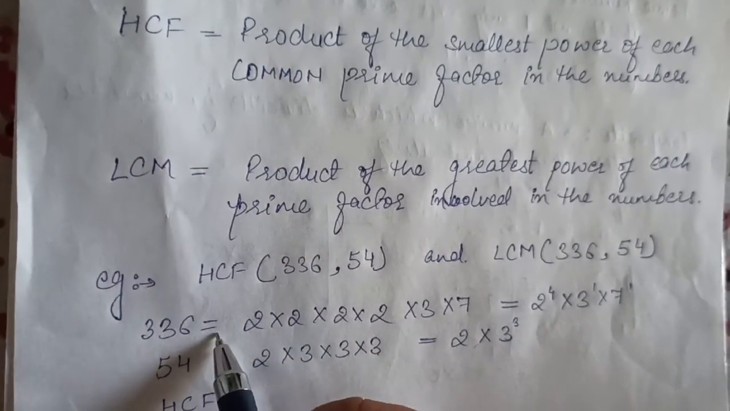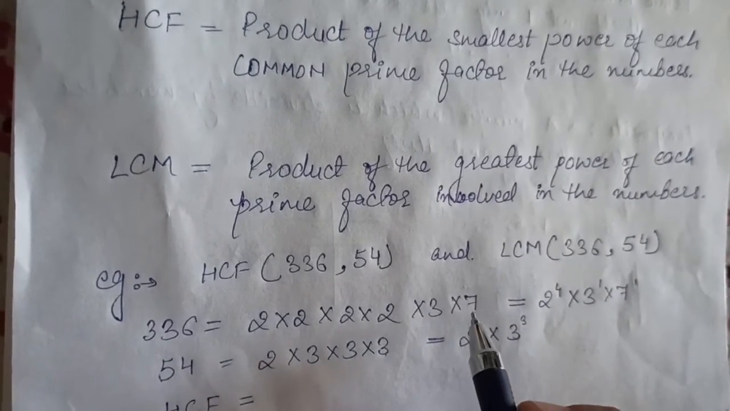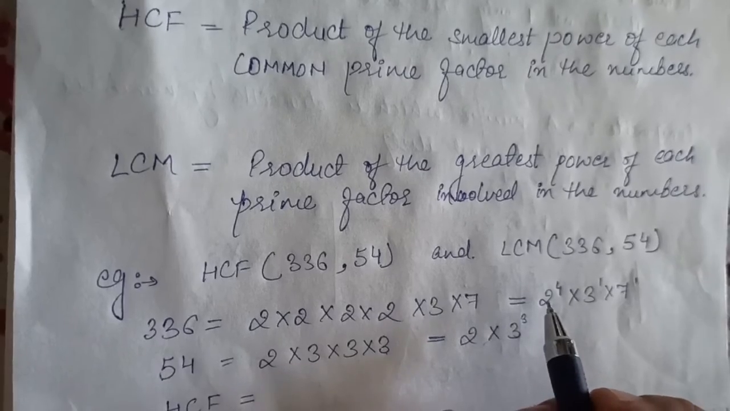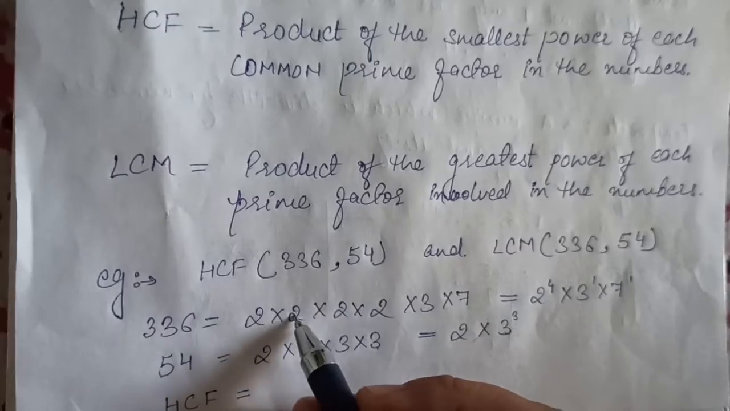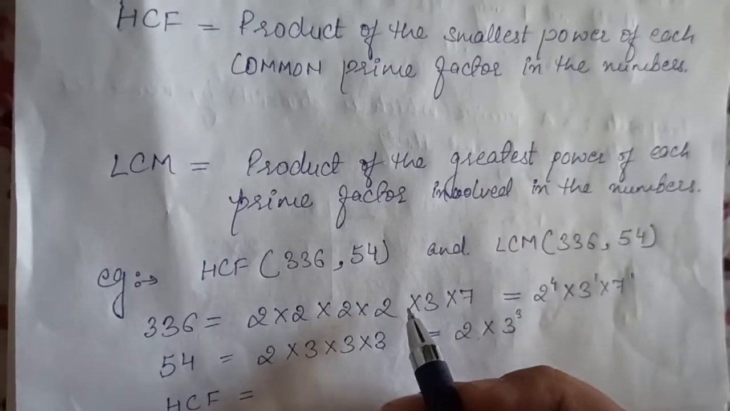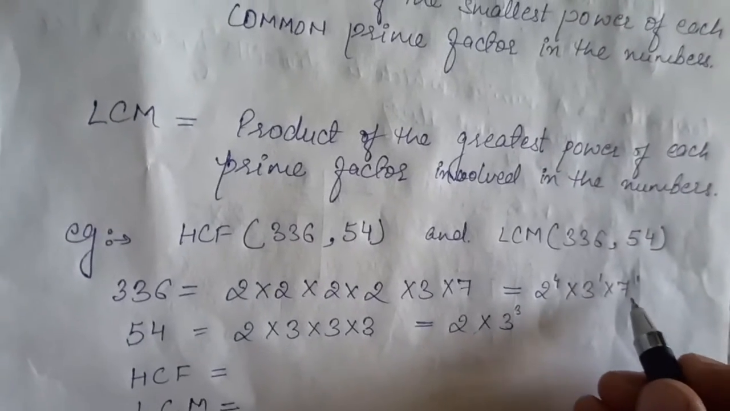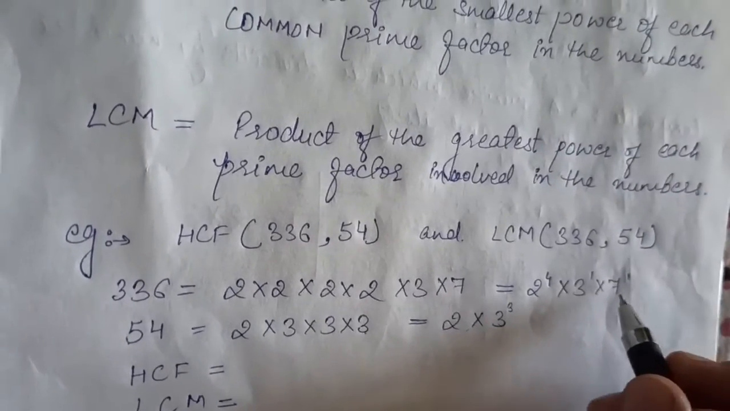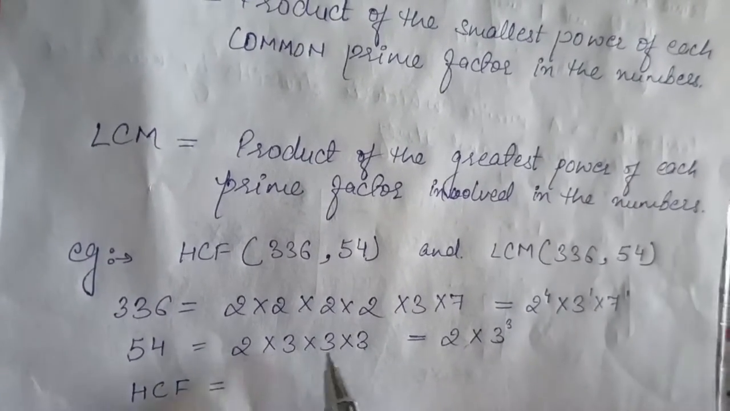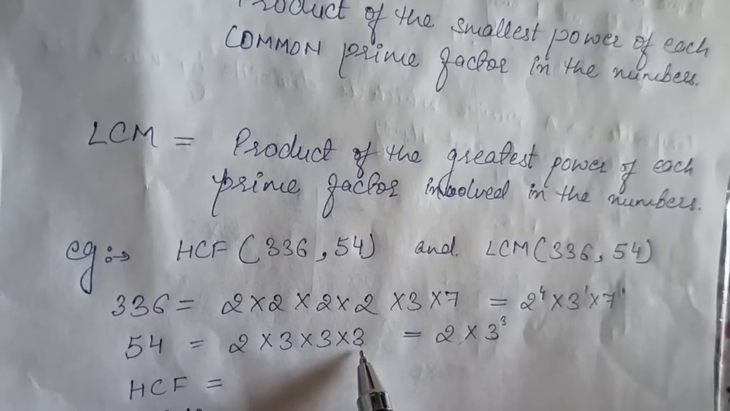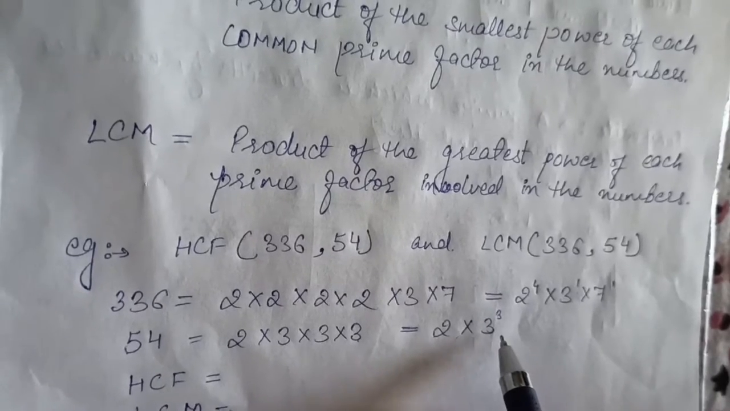Now the prime factors of 336 are 2, 2, 2, 2, 3 and 7, or we can write it as 2 raised to power 4, because here we have four 2's: 1, 2, 3, 4. So we can write it as 2 raised to power 4 into 3 raised to power 1 into 7 raised to power 1. And the prime factors of 54 are 2 multiplied by 3 multiplied by 3 multiplied by 3, or we can write it as 2 multiplied by 3 raised to power 3.